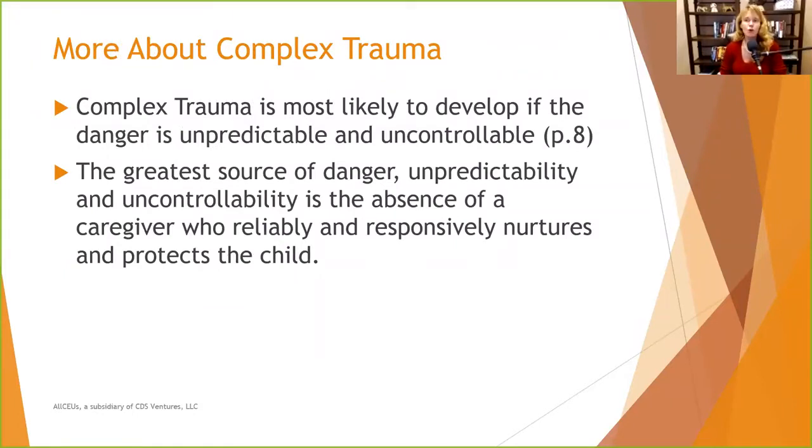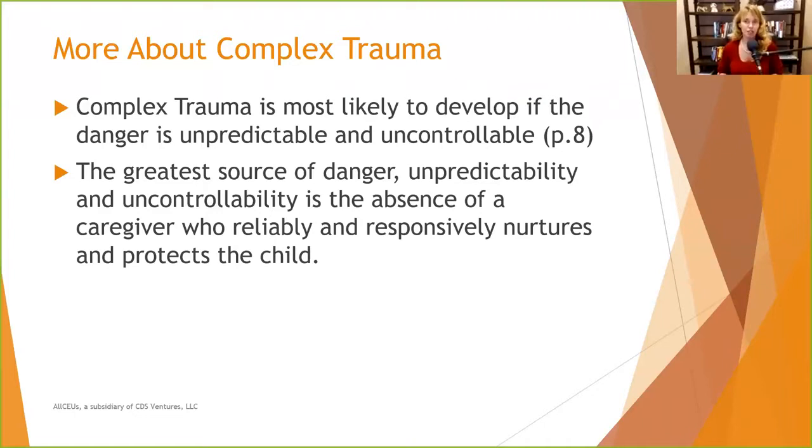Complex trauma is most likely to develop if the danger is unpredictable and uncontrollable. Occasionally trauma happens and it's predictable, like a hurricane. But a lot of times trauma is, you're not just driving along expecting to get into a car wreck, whatever happens, you didn't predict it. When you're in the situation, you couldn't control it. You couldn't get out of it. So you feel a sense of helplessness, being out of control, and unable to predict when or if it'll happen again. So you're always on edge.